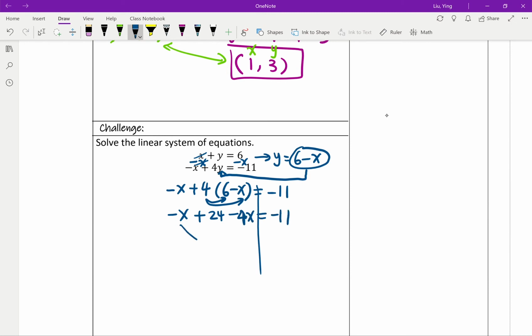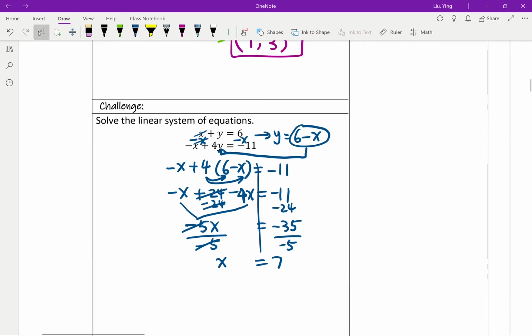And now we'll go ahead and combine these two like terms. So that's negative 5x. And then we'll subtract 24 on both sides. So then we can move this constant to the other side of the equation, and that would give us negative 35. And now we divide both sides by negative 5 to get x by itself. So we found that x equals 7.